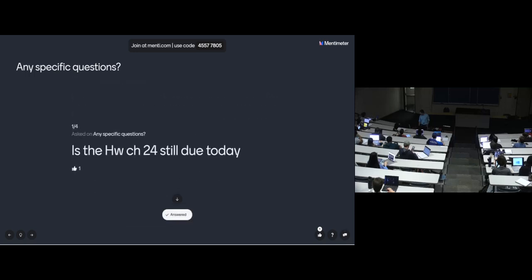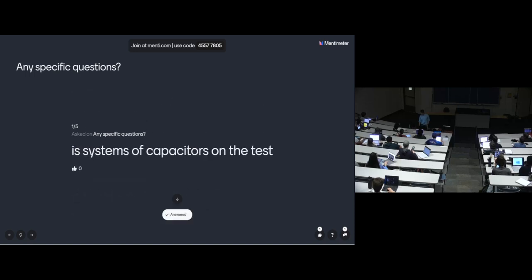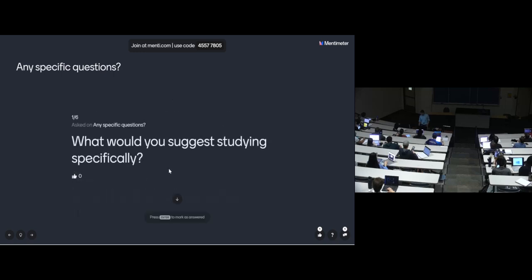Are systems of capacitors on the test? Yes. In fact, that's what we're about to do right now. What would you suggest studying specifically for the exam? I would recommend going through the conceptual questions at the end of each chapter. That's a good place to start to make sure that you understand how to do the first 24 problems on your exam. After that, look at example problems in the text of your book. And then if you still have time or want to continue studying, look at the problems at the end of each chapter in your book.